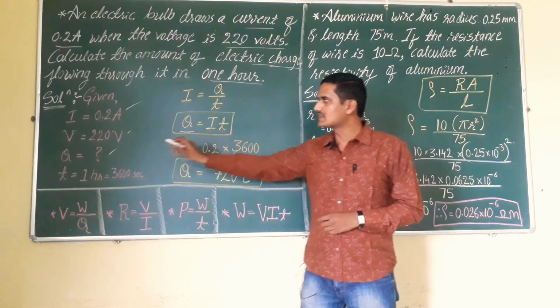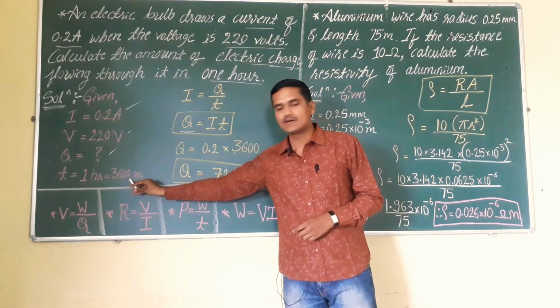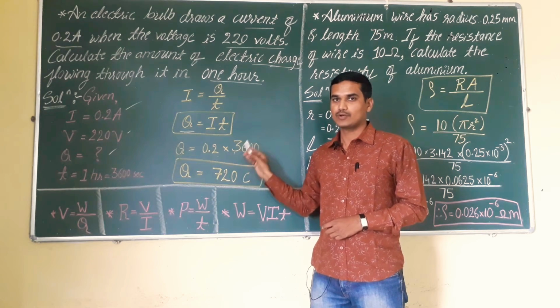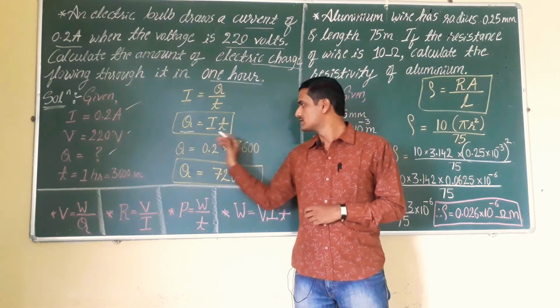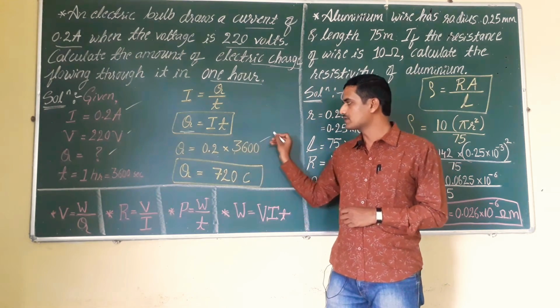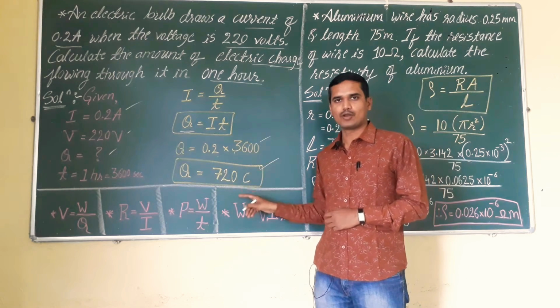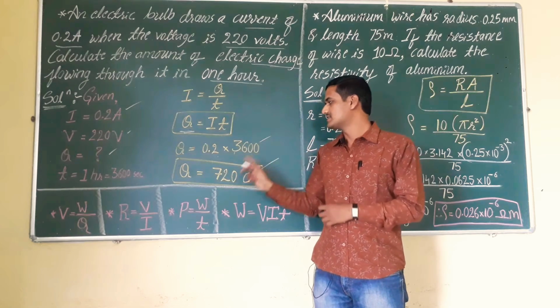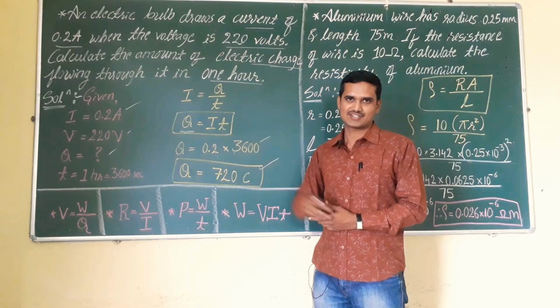And the current value is given as 0.2 ampere and the time value as 3600 seconds. Don't write it as 1 hour. You will get the wrong answer, because you have to convert the time in terms of seconds. So 3600 you have to substitute by multiplying, you will get it as 720 coulomb. So the electrical charge consumed by that bulb will be 720 coulomb. This is the solution of the first question.